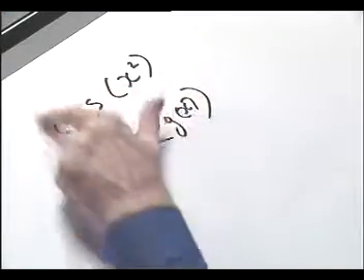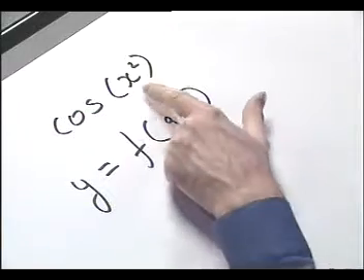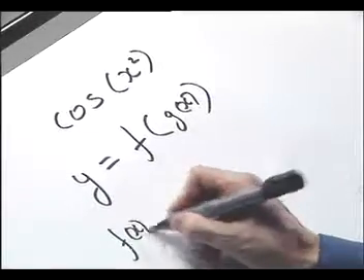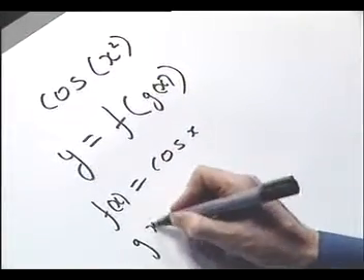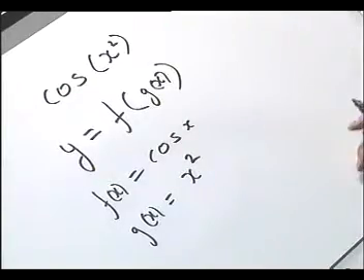Now in this case, the function f is the cosine function, and the function g is the square function. Or we could identify them perhaps a bit more mathematically by saying that f of x is cos x and g of x is x squared.